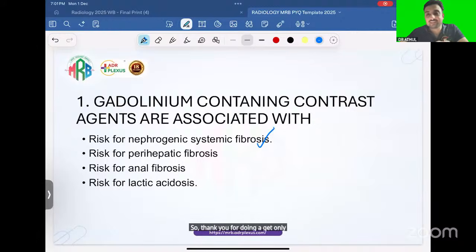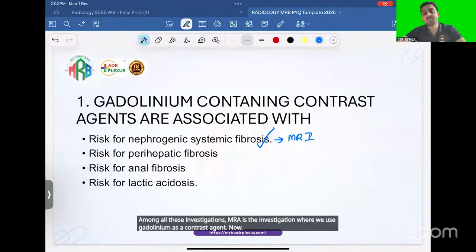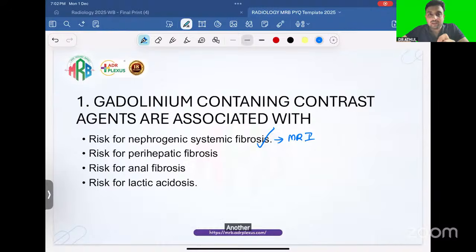Okay, NSF, that is correct only. Yeah, very good. So gadolinium is a contrast agent that is used in MRI. There are multiple investigations available like ultrasound, CT, X-ray, MRI. All these are investigations which are available. Among all these investigations, MRI is the investigation where we use gadolinium as a contrast agent. Now, another question. In which sequence of MRI will we give gadolinium?